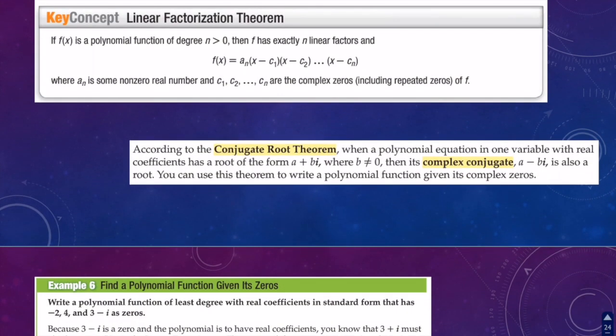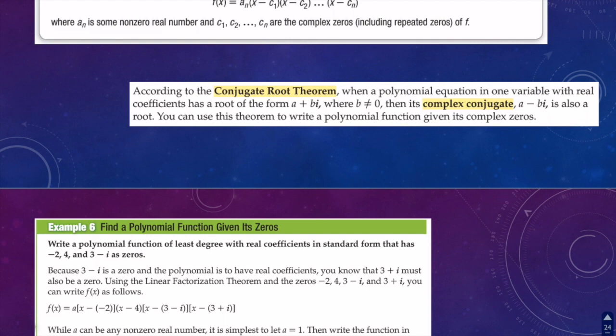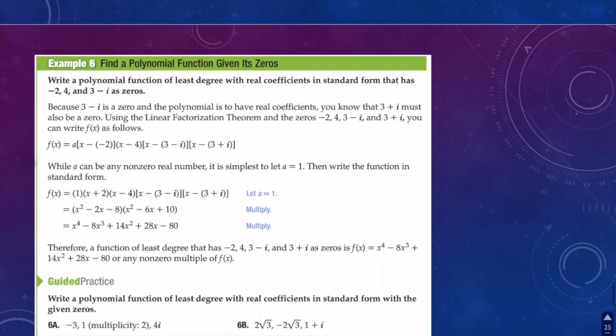So according to the conjugate root theorem, there's another theorem that we need to make sure we understand. The conjugate root theorem says when a polynomial equation in one variable with real coefficients has a root of the form a plus bi, where b is not equal to 0, then its complex conjugate, a minus bi, is also a root. You can use this theorem to write a polynomial function given its complex zeros. So let's take a look at example 6.